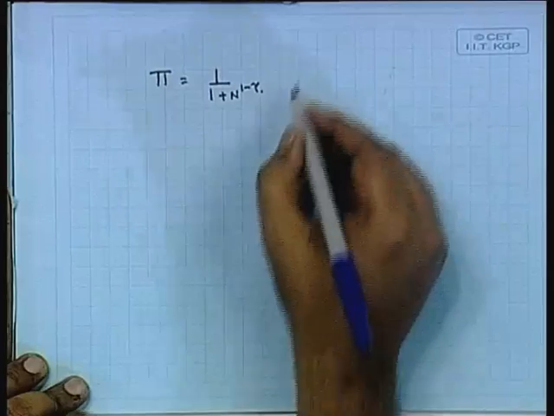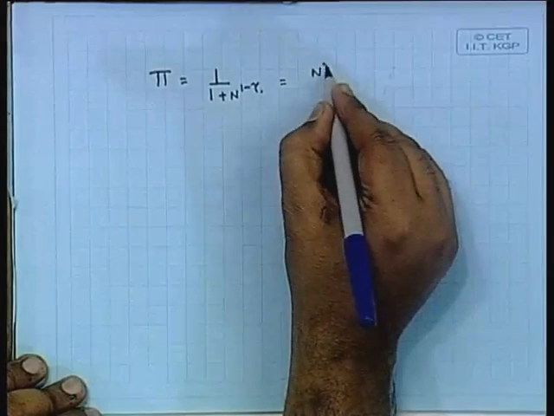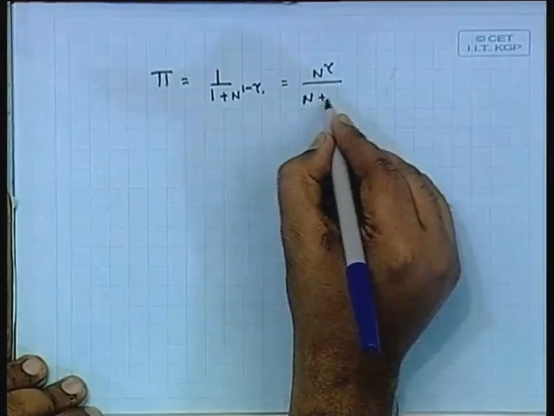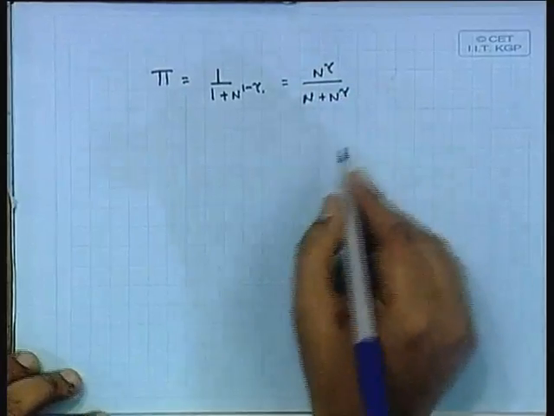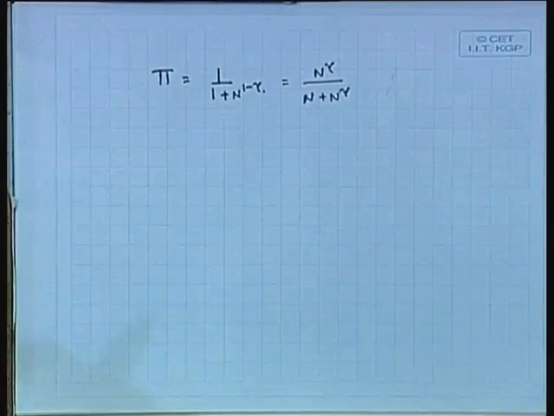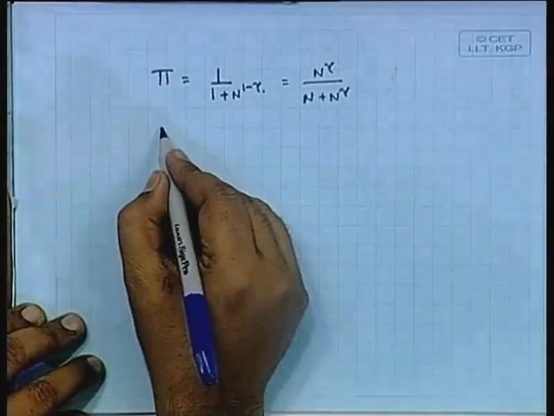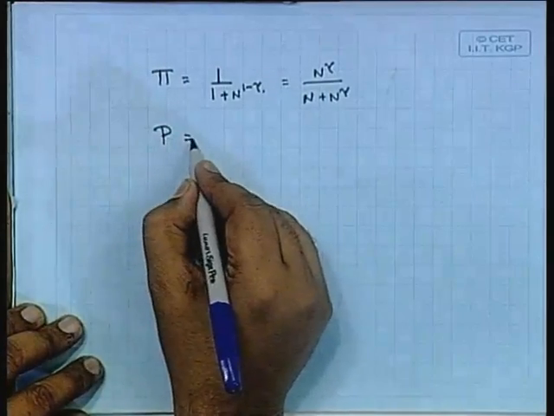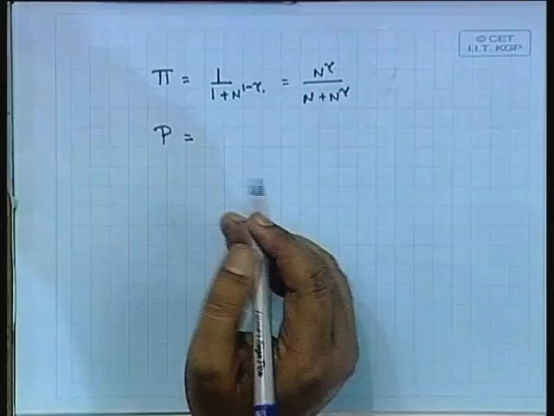If we divide up and down by n to the power gamma, okay, so you get this. Now see what is the probability that this will happen. See, this is an infinite process which is going on. So what is the probability that this will continue for infinity?